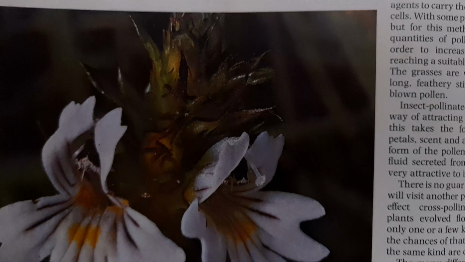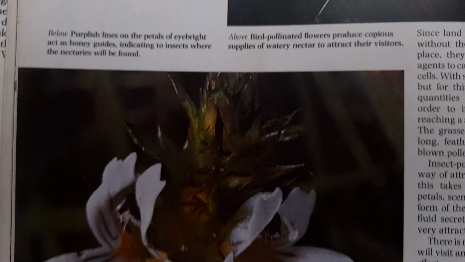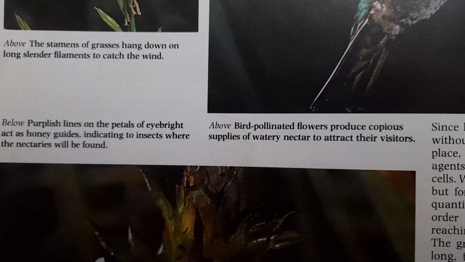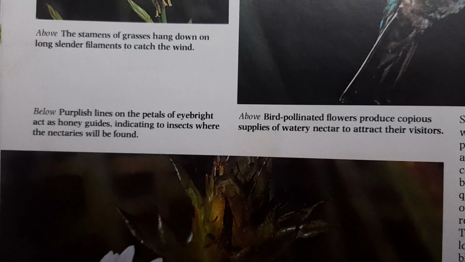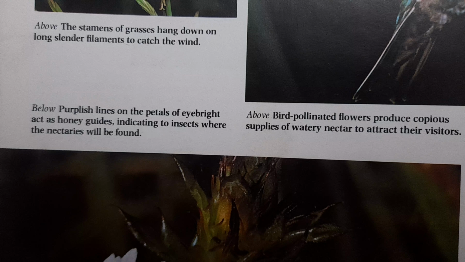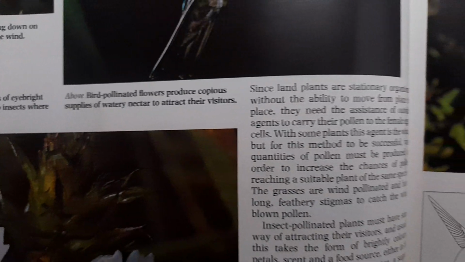And here is another picture. Purplish lines on the petals of eyebright act as honey guides, indicating to insects where the nectaries will be found.